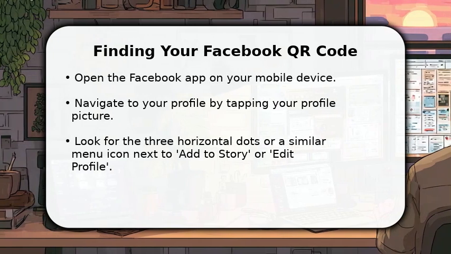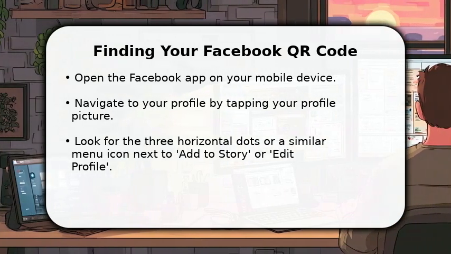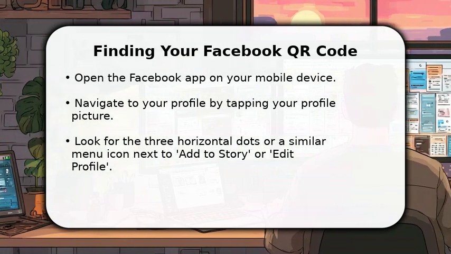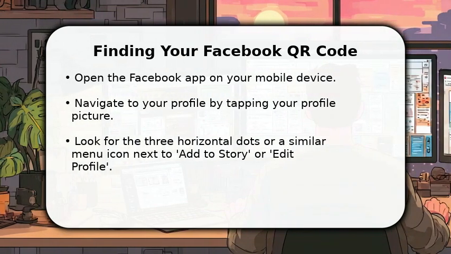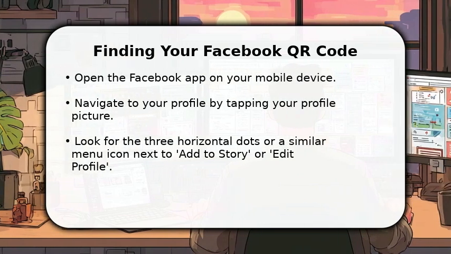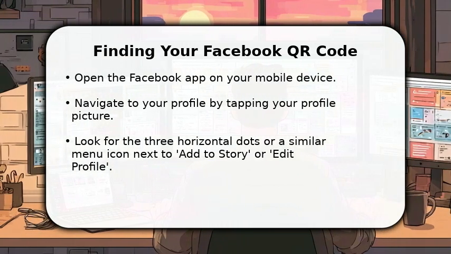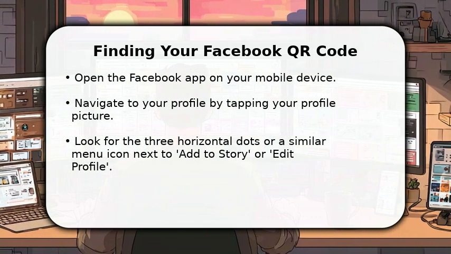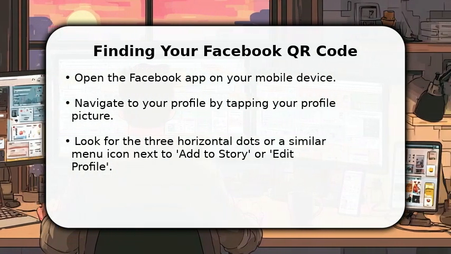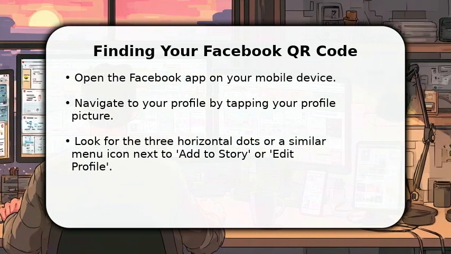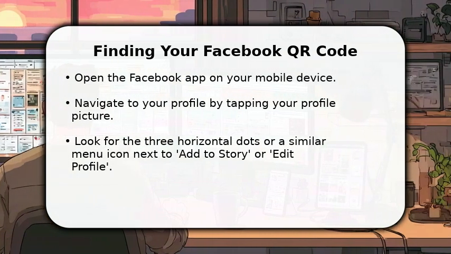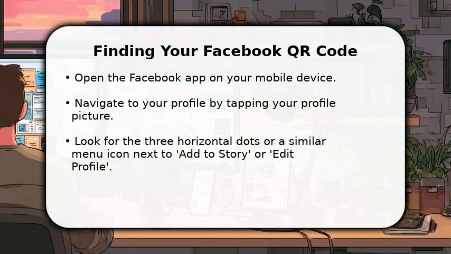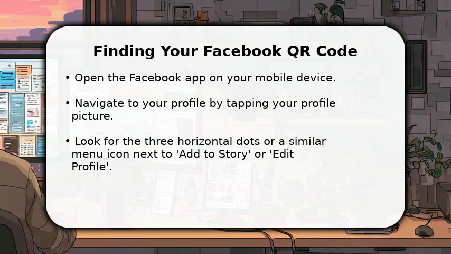In this video, I will explain where to find your Facebook QR code. To locate your personal QR code, open the Facebook app on your mobile device. Navigate to your profile by tapping your profile picture. Then, look for the 3 horizontal dots or a similar menu icon, usually next to Add to Story or Edit Profile. Tap this icon, and you should see an option like QR code or Get QR code. This unique code allows others to easily add you as a friend or follow your profile with just one scan.